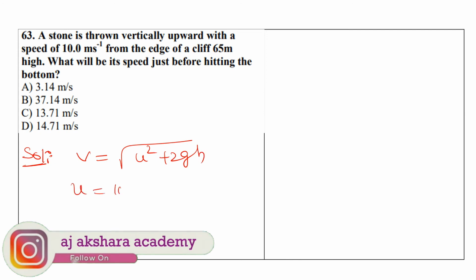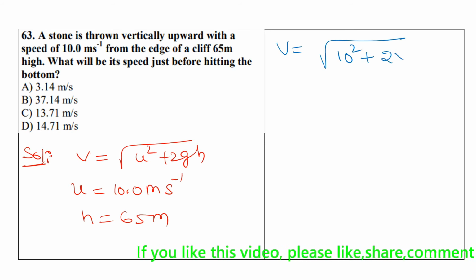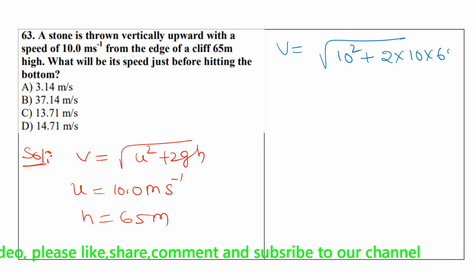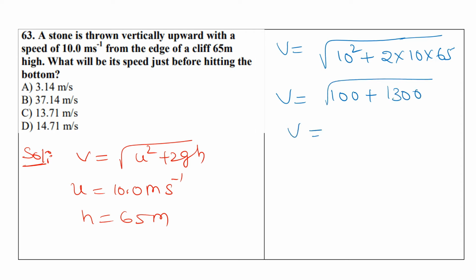U is given as 10.0 meters per second and the height is given as 65 meters. So substituting, v is equal to the root of 10 squared plus 2 into 10 into 65. So v is equal to the root of 10 squared, that is 100, plus 2 into 65 into 10, 20 into 65, that is 1300. So the root of this becomes 1400, square root of 1400.